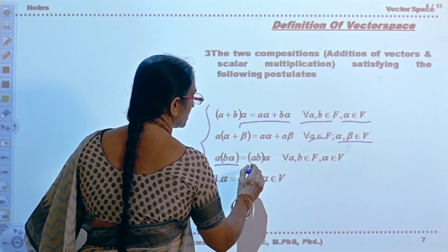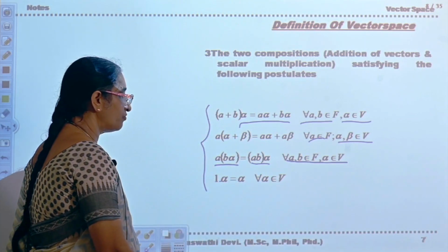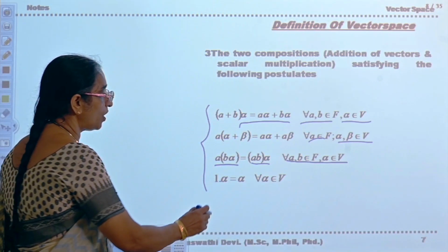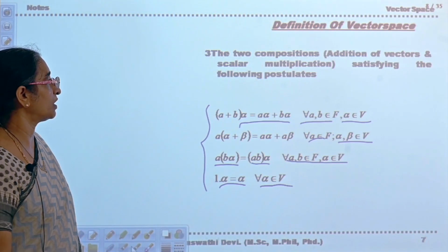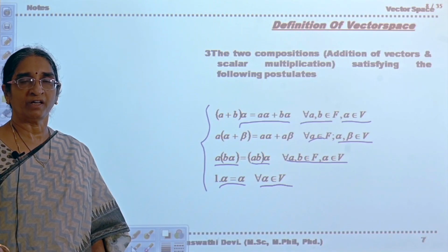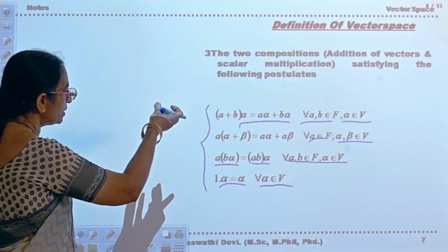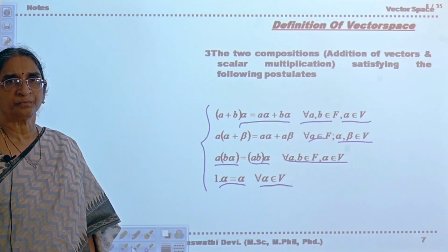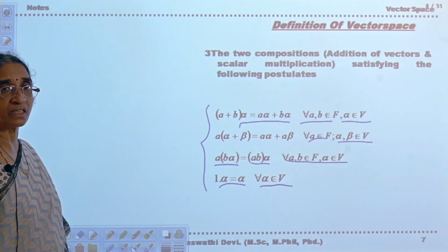(AB) alpha is equal to A(B alpha), for every A, B belongs to F, alpha belongs to V. 1 into alpha is equal to alpha for every alpha belongs to V. If these four properties are satisfied by the vector addition and scalar multiplication, this is said to be the third set of properties satisfied, then you will say that V is a vector space.